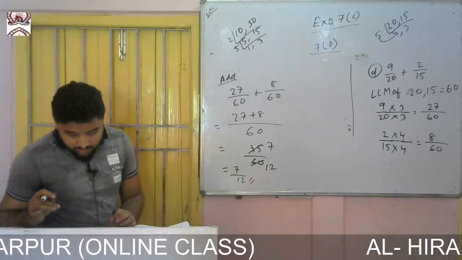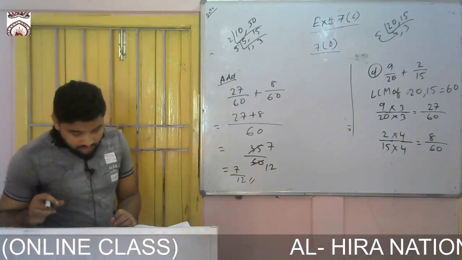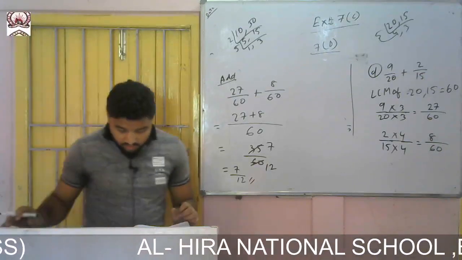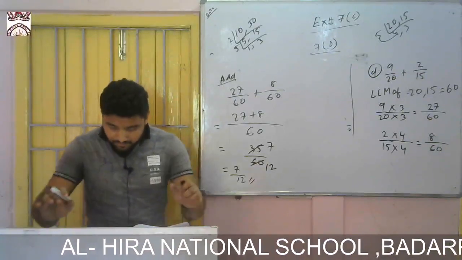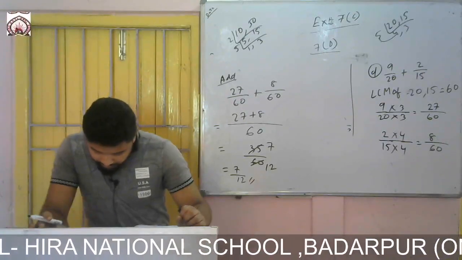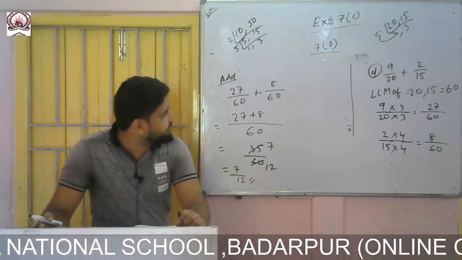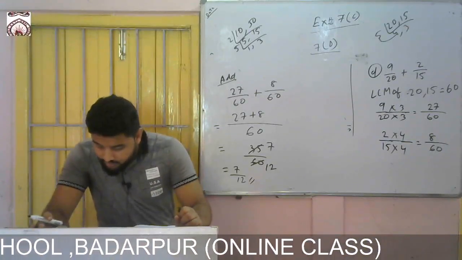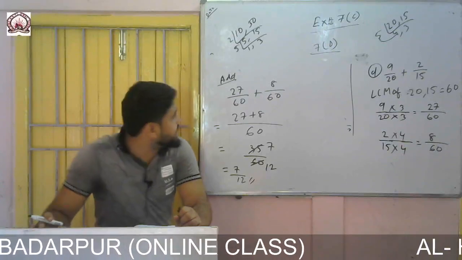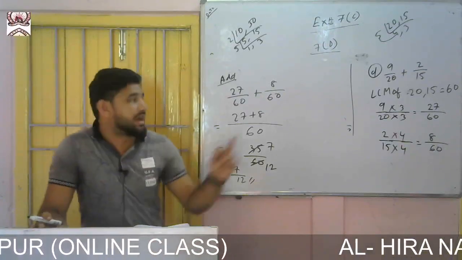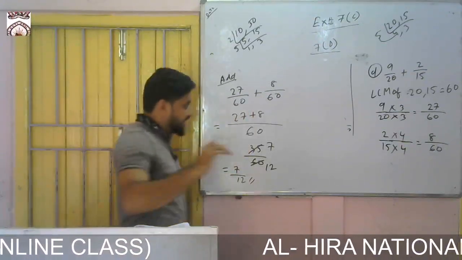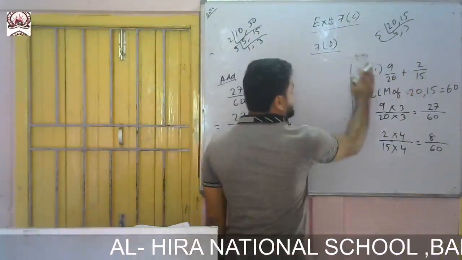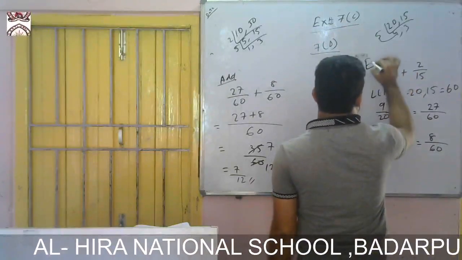Wait. 27 by 60, 8 by 60. Which one am I doing? 9 by 20, 2 by 15. Sorry, this one I have done for 2 by 15. Actually it was 2 by 5. So this one you keep as extra. Okay, extra.